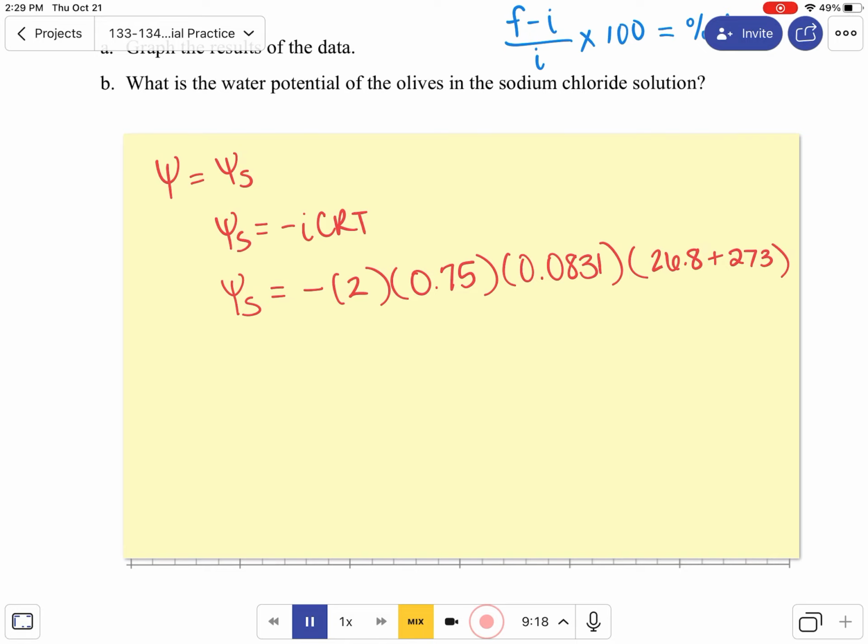So when I plug these in the calculator, I get negative 37.3 bars. Don't forget that there is a negative sign in this equation, so please don't forget to add the negative on your answer.